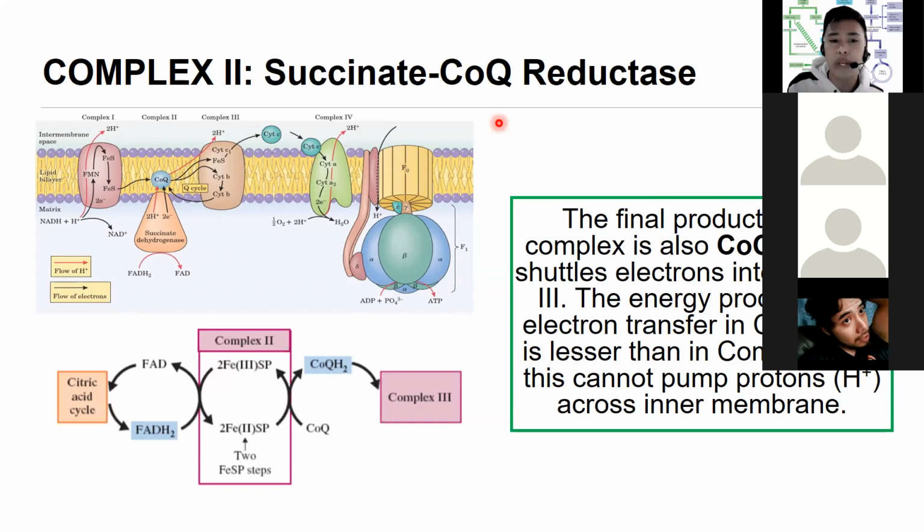Your complex 2 is a very, very simple complex. In fact, unlike your complex 1, it only comprises iron sulfur proteins. Therefore, the electrons coming from FADH2 will be transported first into the iron sulfur proteins of complex 2. Afterwards, just like complex 1, the final electron acceptor of complex 2 is CoQ reductase, coenzyme Q. The coenzyme Q will then transport it to complex 3.